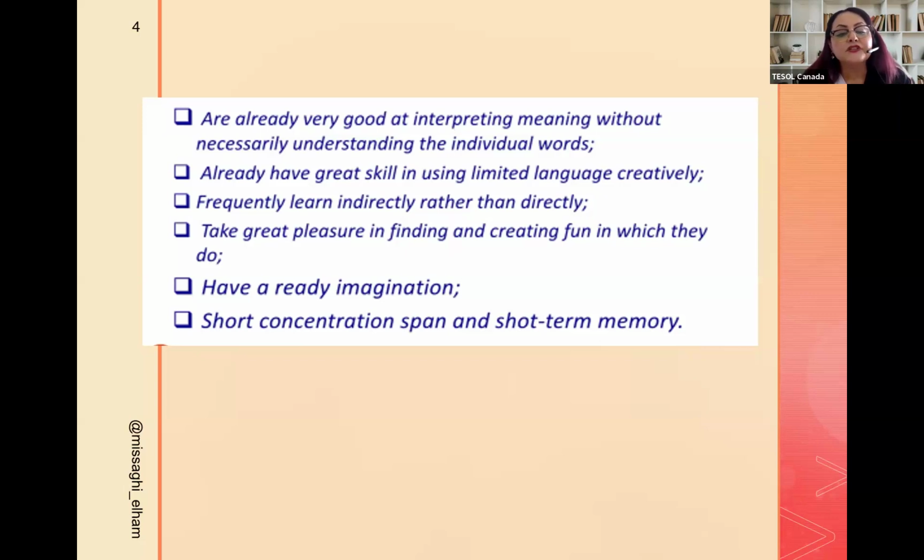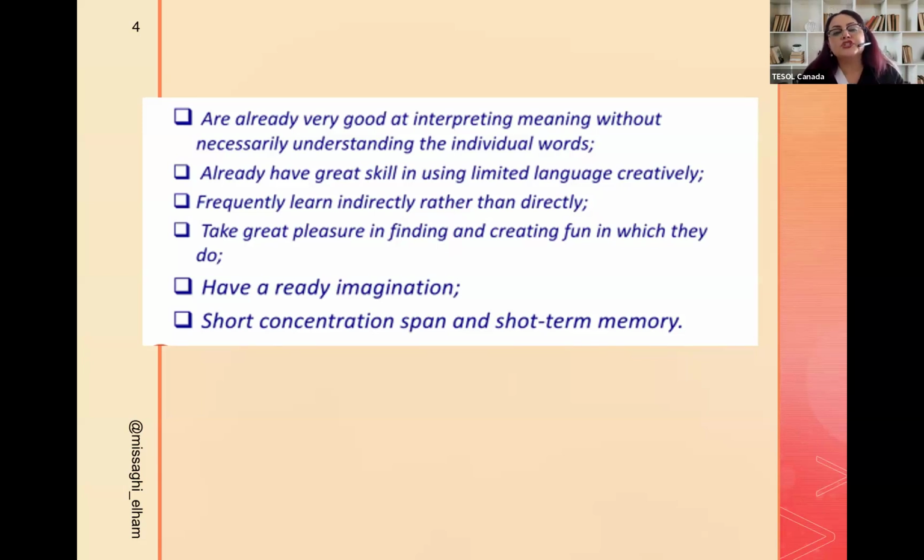They learn indirectly rather than directly. When you teach children, you put them in the context and you create a similar context. And then by using pictures, videos, miming, or telling them a story, you try to teach. But for adults, even teenagers, you start telling them the form. You start telling them the rules.